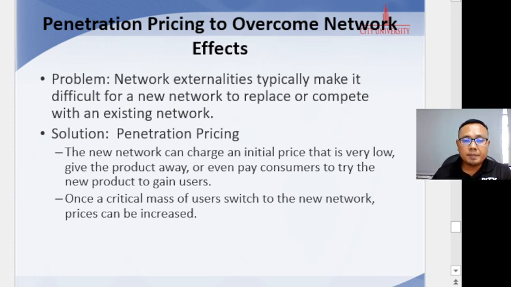So, penetration pricing to overcome network effects. Some problem here: network externalities typically make it difficult for a new network to replace or compete with an existing network. While a problem with only two users might be easily resolved by communication between the two users, getting each customer to agree to switch to another network makes the transaction cost of such a strategy unfeasible when there are potentially millions of users who do not know one another.